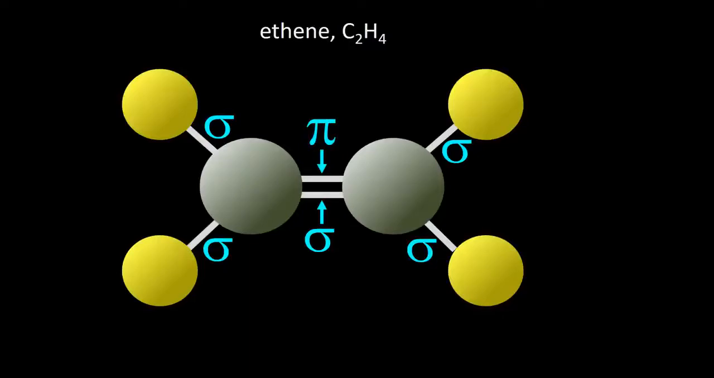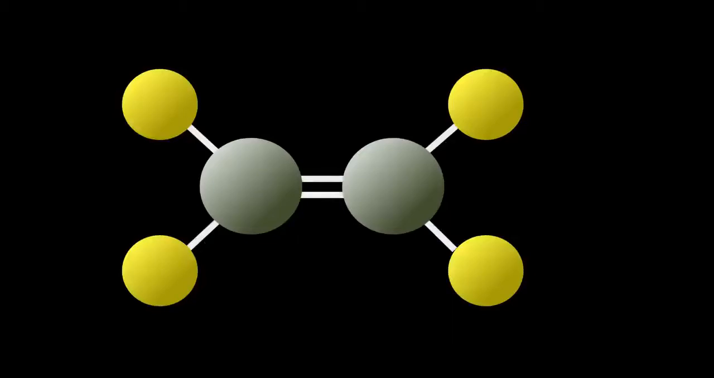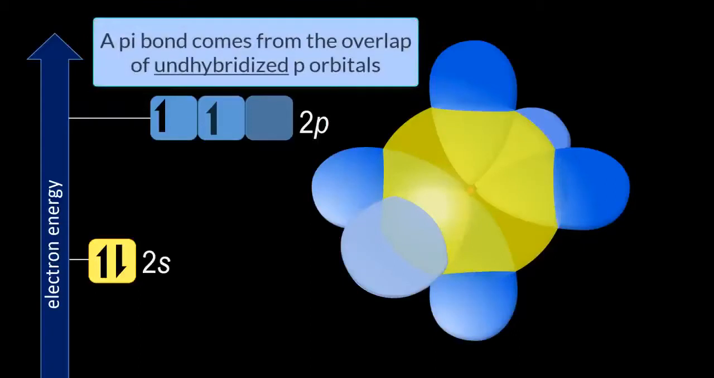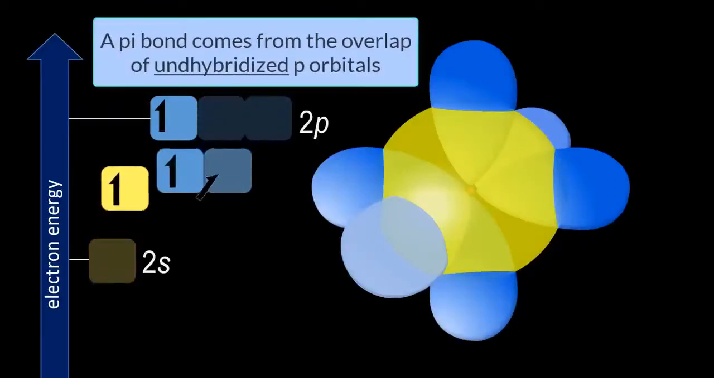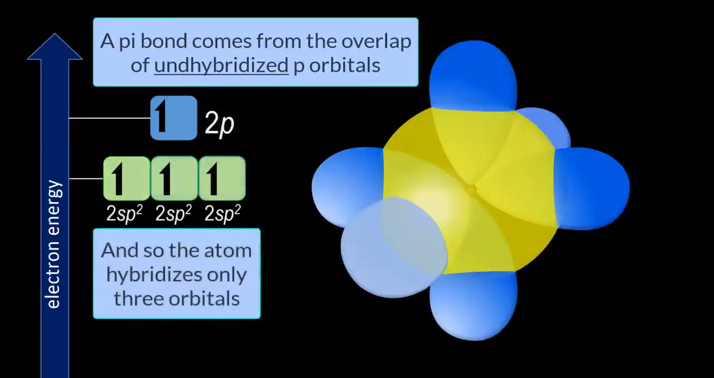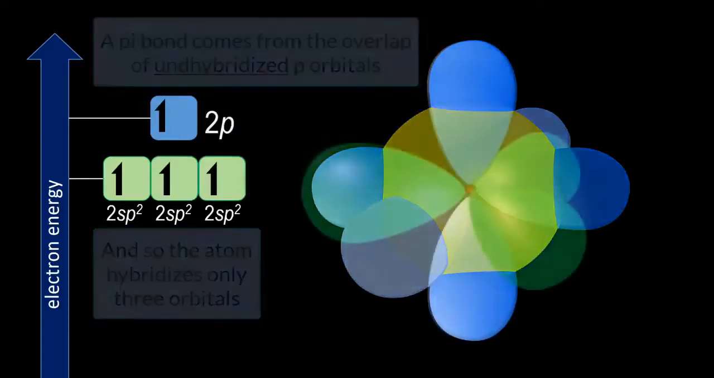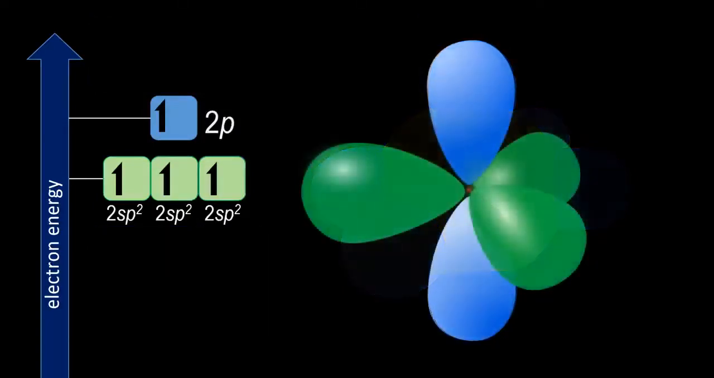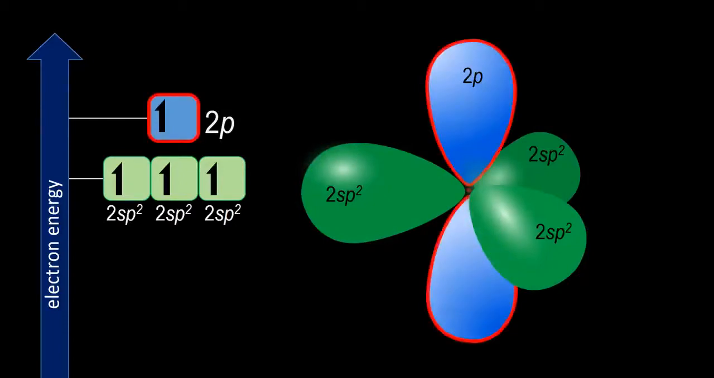Let's see how hybridization and orbital overlap can explain a double bond. The 2 carbon atoms in ethane are equivalent, so let's look at one of the carbon atoms first. A pi bond comes from the overlap of unhybridized p orbitals, and so the atom hybridizes only 3 orbitals, leaving a p orbital unhybridized for the pi bond. The hybrid orbital is called 2sp2, the superscript 2 denoting that only 2 2p orbitals have contributed to the hybridization.